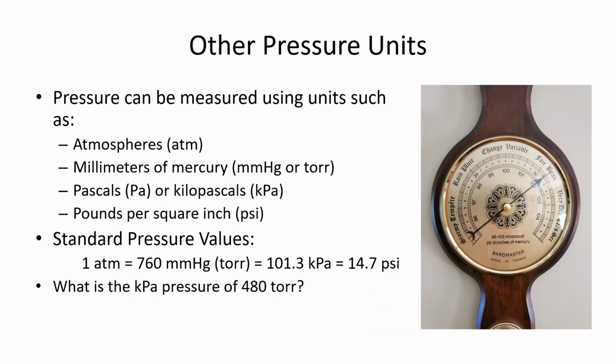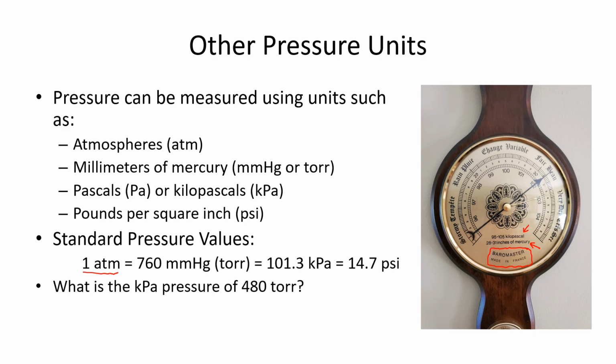Atmospheric pressure or gas pressure can be measured in a variety of ways. This is a barometer that my dad has, and it's got two measurements on it. You can see kilopascals, which is the standard SI unit, and the older, more traditional unit of inches of mercury, which is similar to the millimeters of mercury that we discussed with the original Torricelli barometer. There's a bunch of them here, and you can convert pretty easily between them as long as you know the standard values.